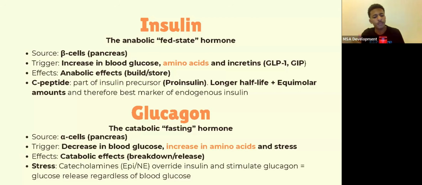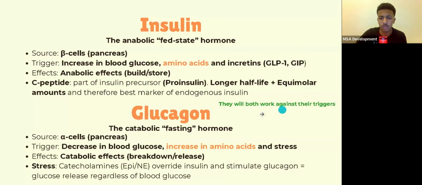So usually we release epinephrine, norepinephrine, when we're like in sports or when we're stressed out, when we need the energy basically. And that's why insulin function is overridden by the epinephrine, and we stimulate glucagon, and then we increase the blood glucose.